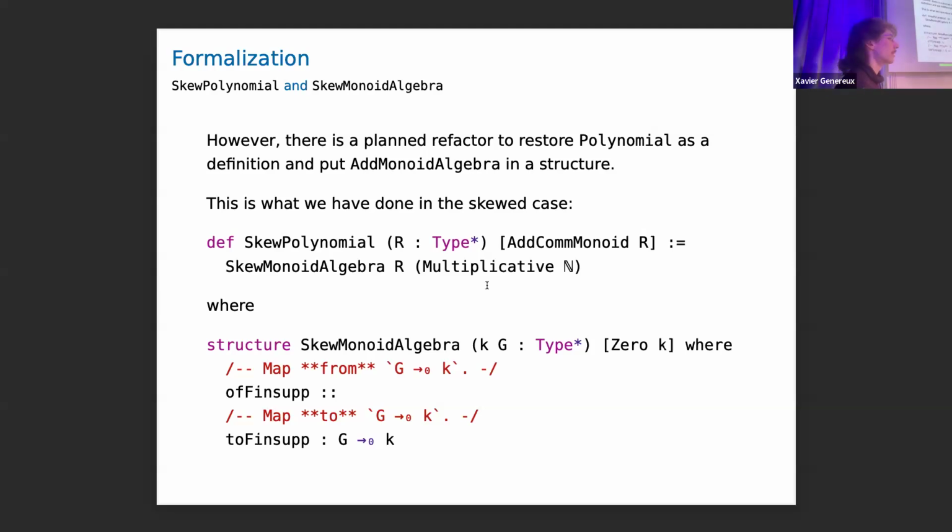Now with this new structure, polynomials are just a definition over SkewMonoidAlgebra. And then you have a structure over finitely supported functions, which separates and makes it a bit more opaque.